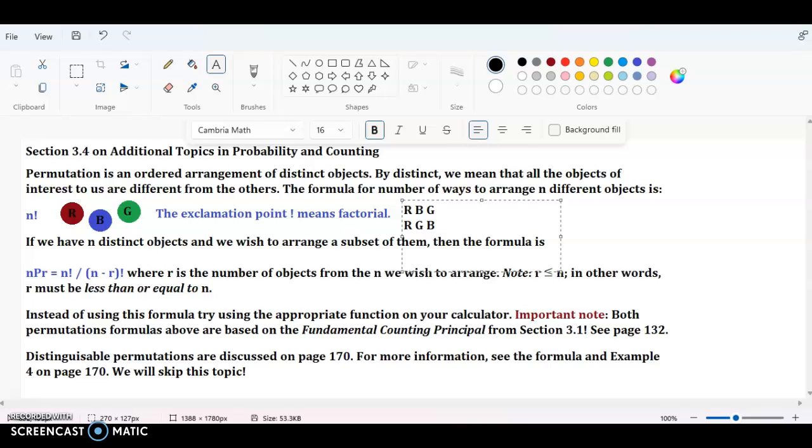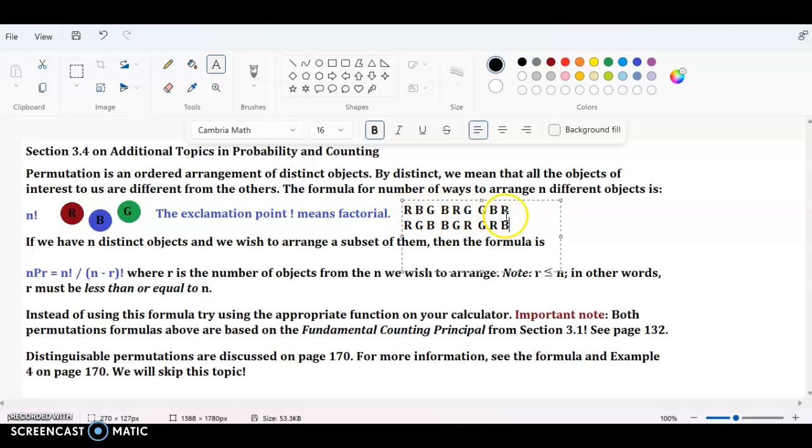So let's try another color first. Let's say blue comes first. Then we can follow that with red and green. And likewise with blue first, another possibility is blue, green, and red. You'll quickly see that there are only 6 possibilities. In other words, there are 6 different permutations of 3 distinct objects.